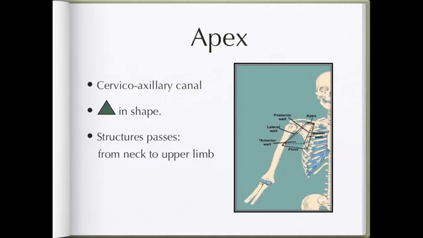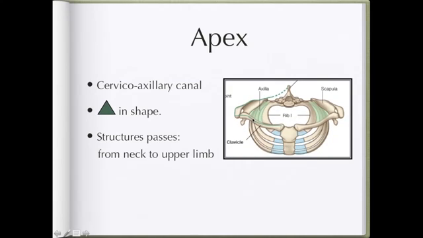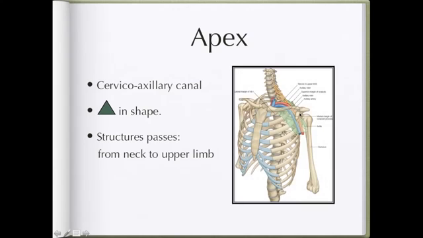The first is the apex. The apex is present in this region. It is a communication from the neck to the upper limb, and it is triangular in shape. It is also called the cervico-axillary canal because all the structures from the cervical region go into the upper limb through this canal. Here you can see that this is a triangular shaped space which is called the cervico-axillary canal. The anterior boundary is the clavicle, posteriorly it is bounded by the superior border of the scapula, and medially by the outer border of the first rib. When the structures go into the upper limb, the great vessels and nerves have to pass through the cervico-axillary canal.